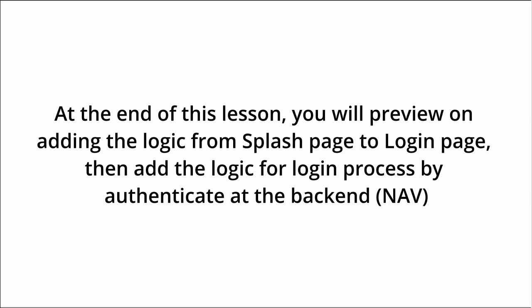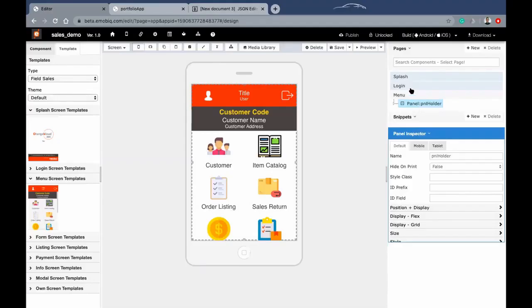At the end of this lesson, you will preview adding the logic from the splash page to the login page, then add the logic for the login process by authenticating at the back end. So now I already have 3 pages. Then I want to create the logic: the splash goes to login, and login will authenticate at the back end, and it goes to the menu.